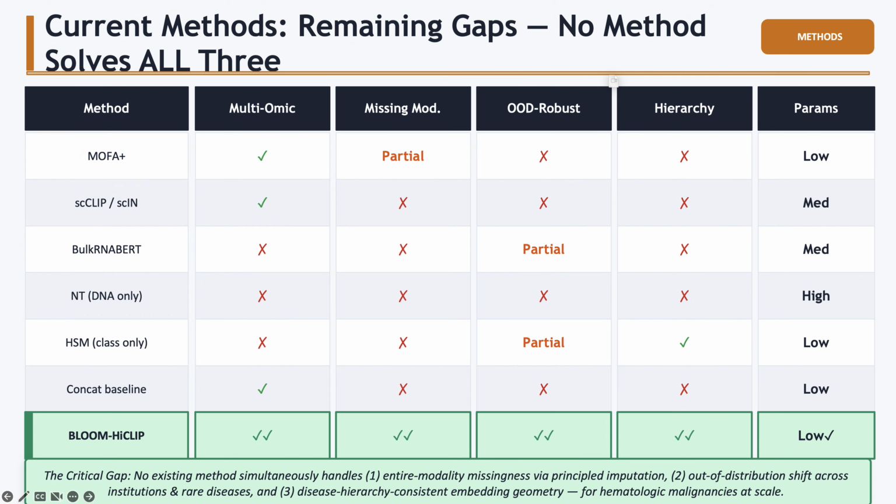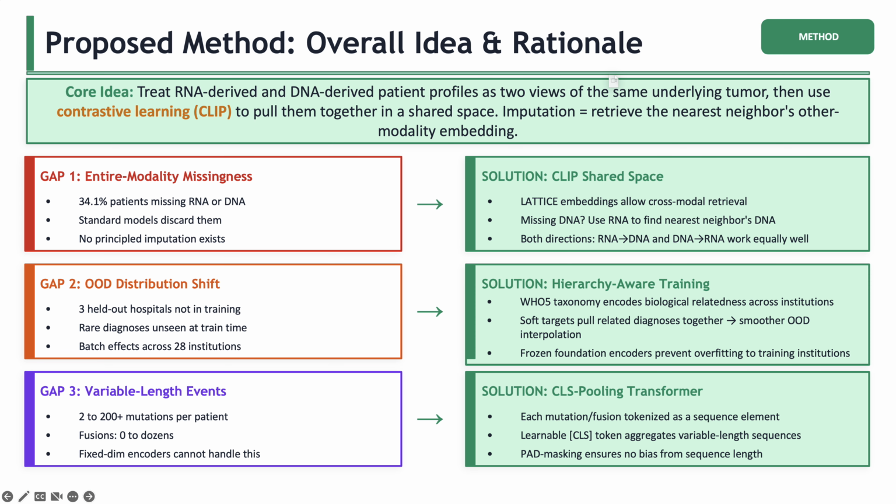The bottom box on the slide captures it perfectly. No existing method simultaneously handles modality missingness through principled imputation, OOD shift across institutions and rare diseases, and disease hierarchy-consistent geometry. That's a gap, and Bloom-HiCLIP is the first method to close all three simultaneously. Let's look into the proposed method.